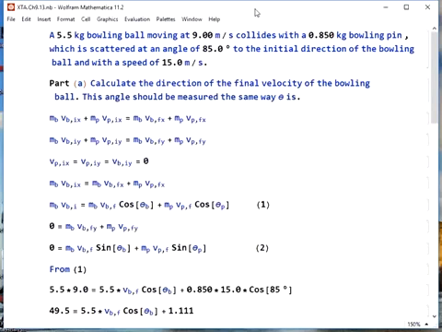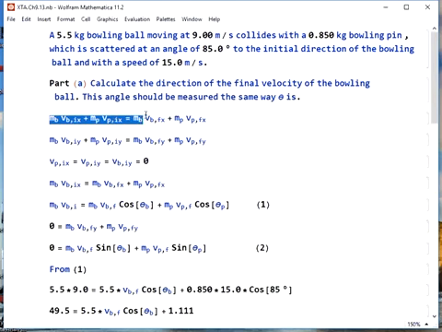A 5.5 kilogram bowling ball moving at 9.0 meters per second collides with a 0.85 kilogram bowling pin, which is scattered at an angle of 85 degrees to the initial direction of the bowling ball and with a speed of 15 meters per second. Part A, calculate the direction of the final velocity of the bowling ball. This angle should be measured the same way theta is.